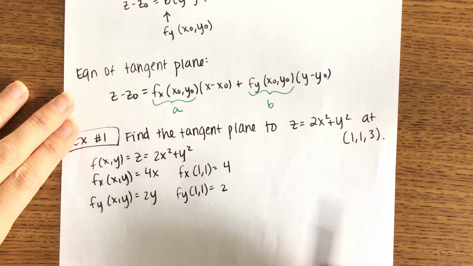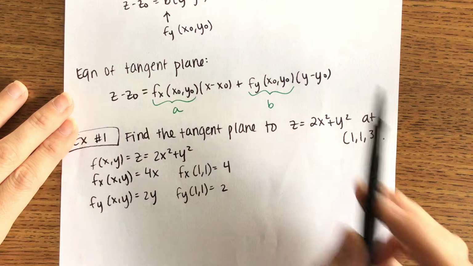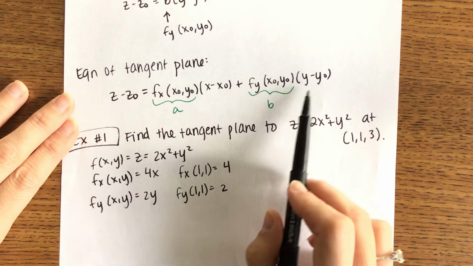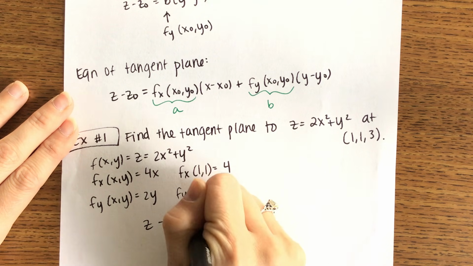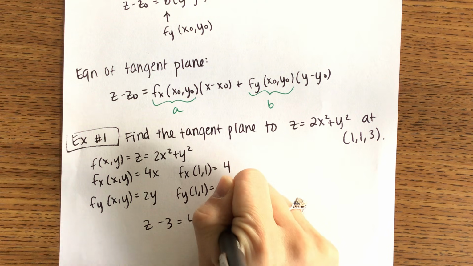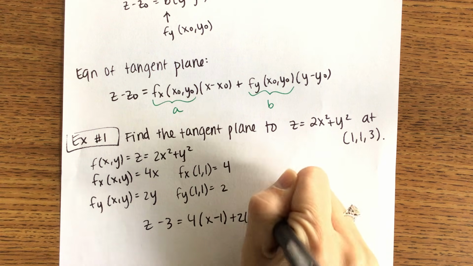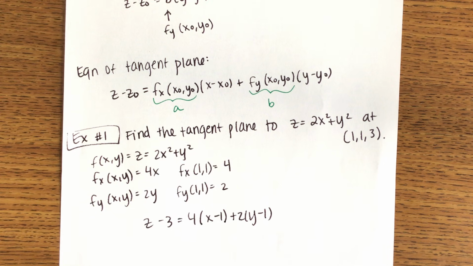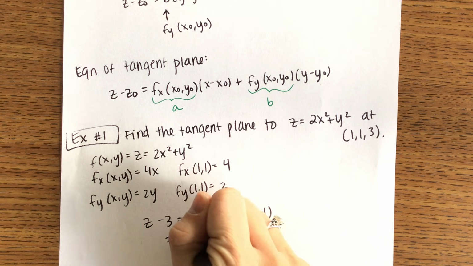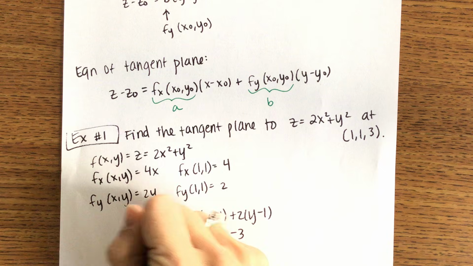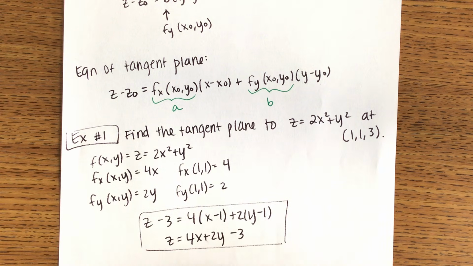Then we're ready to write the equation of the tangent plane using this up above. X naught is 1, y naught is 1, z naught is 3. So we get z minus 3 equals 4 times the quantity x minus 1 plus 2 times the quantity y minus 1. Perfectly okay if you leave it in that form. If you decide you want to put it in standard form, you get 4x plus 2y minus 3. Either of those forms work. Questions about finding the tangent plane?